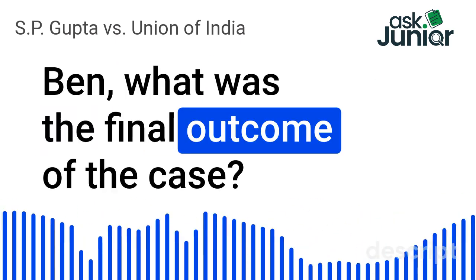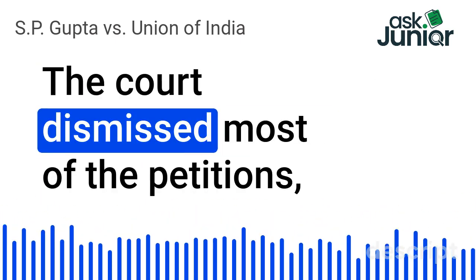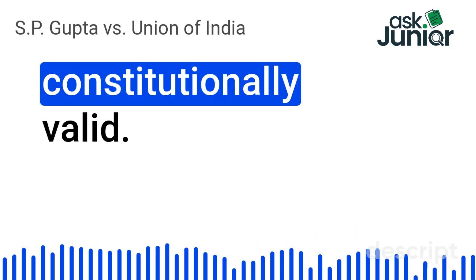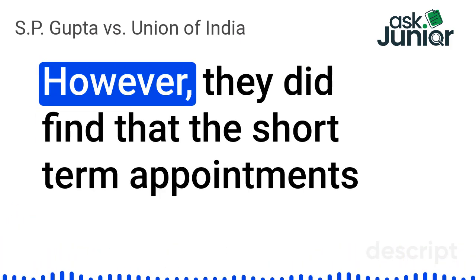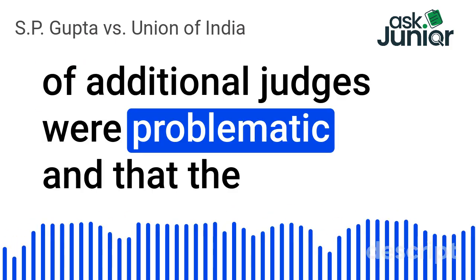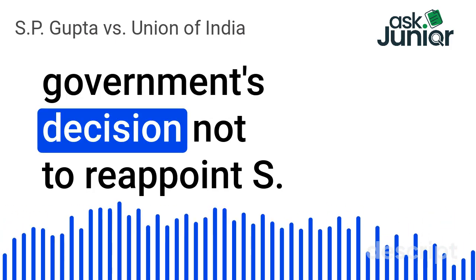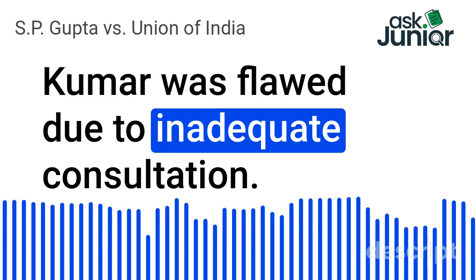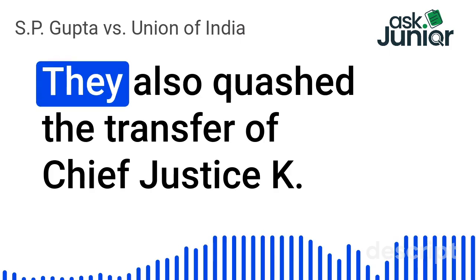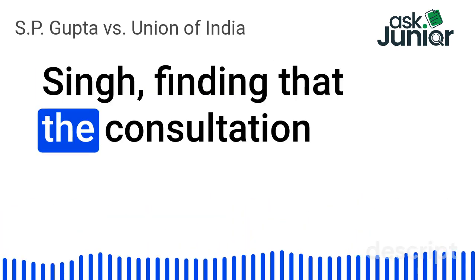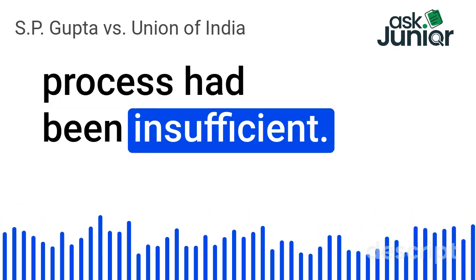Ben, what was the final outcome of the case? The court dismissed most of the petitions, upholding the law minister's circular letter as constitutionally valid. However, they did find that the short-term appointments of additional judges were problematic and that the government's decision not to reappoint S.N. Kumar was flawed due to inadequate consultation. They also quashed the transfer of Chief Justice K.B.N. Singh, finding that the consultation process had been insufficient.